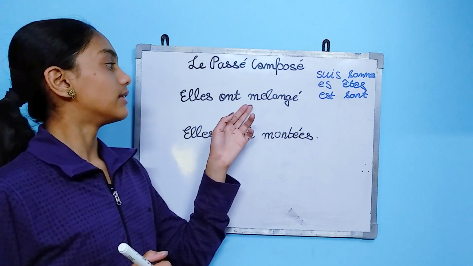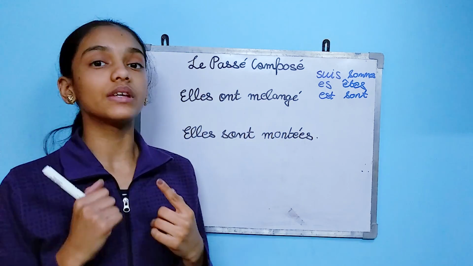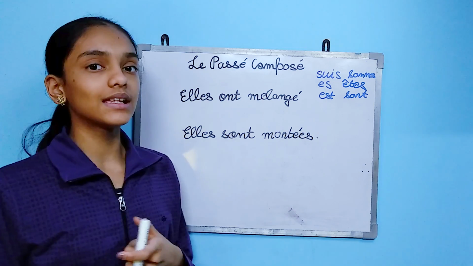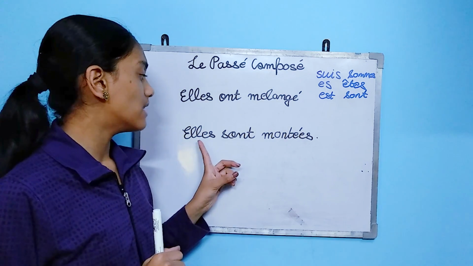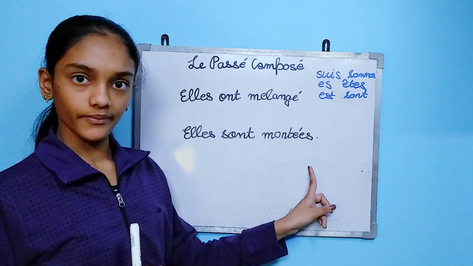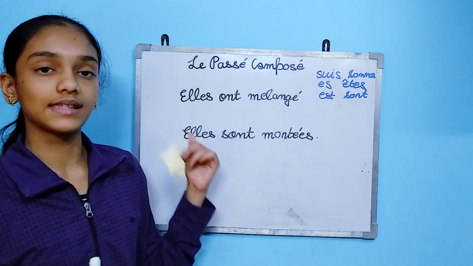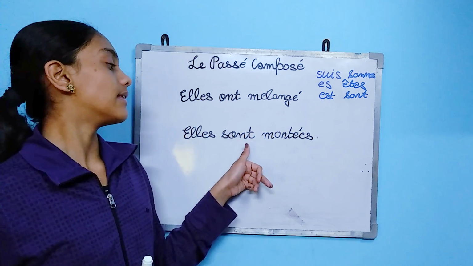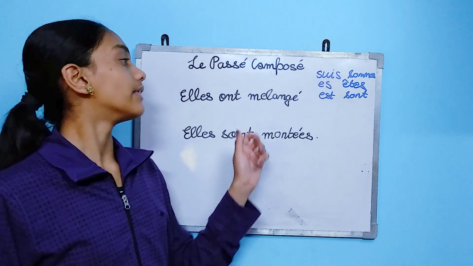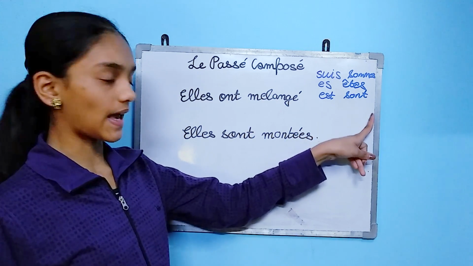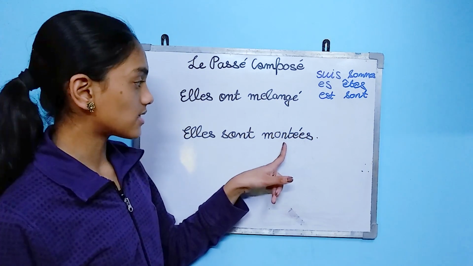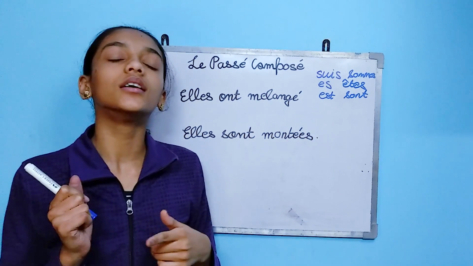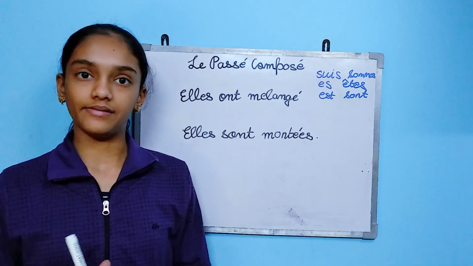So we have done this sentence in passé composé with avoir. Let's see the next one. Elles sont montées. Here, the same subject, and this is sont, that means the conjugation of être, and this is monté, which is in the Dr. Mrs. Van de Tramp list.